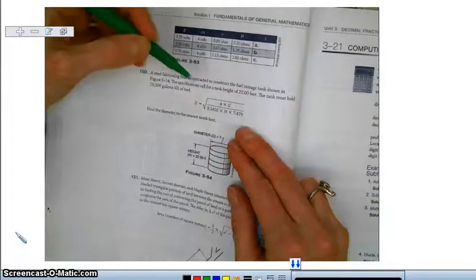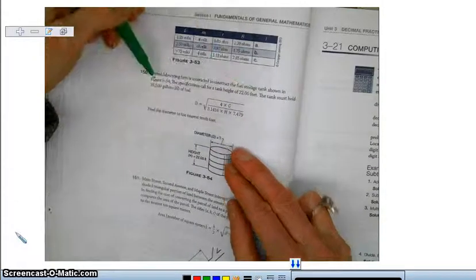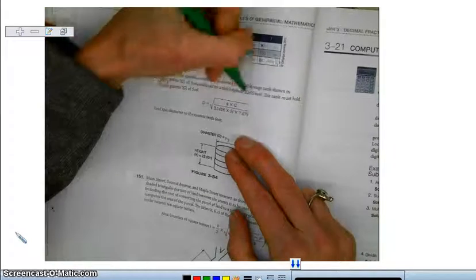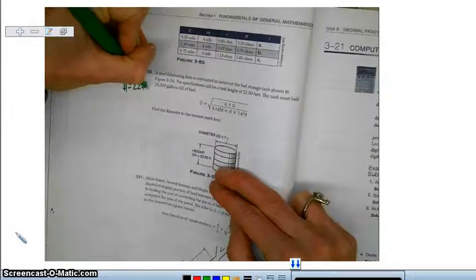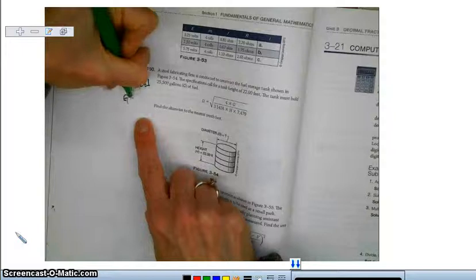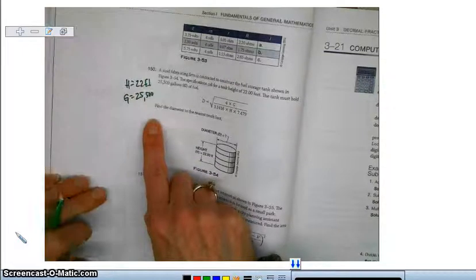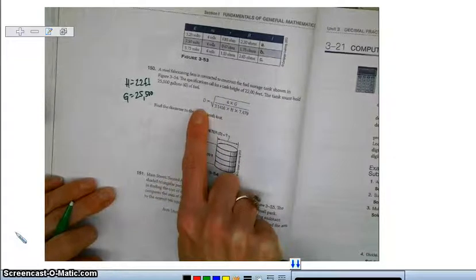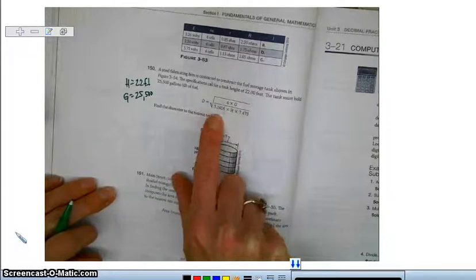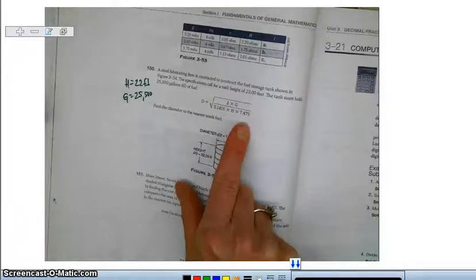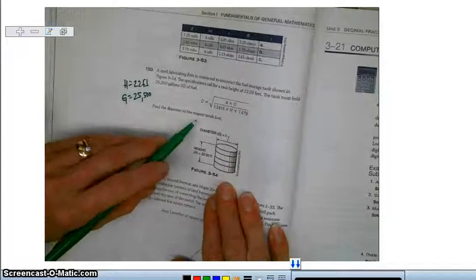So 150 we'll do. A steel fabricating firm is contracted to construct the fuel storage tank shown in figure 3.54. The specifications call for a tank height of 22 feet, so H is 22 feet. The tank must hold 25,500 gallons of fuel, so G is 25,500. And D is equal to the square root of 4 times G divided by 3.1416 times H times 7.479. Find the diameter to the nearest tenth foot.